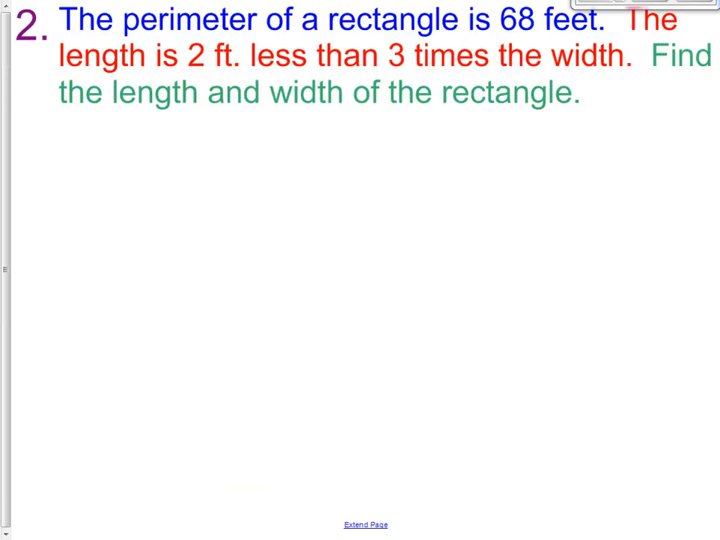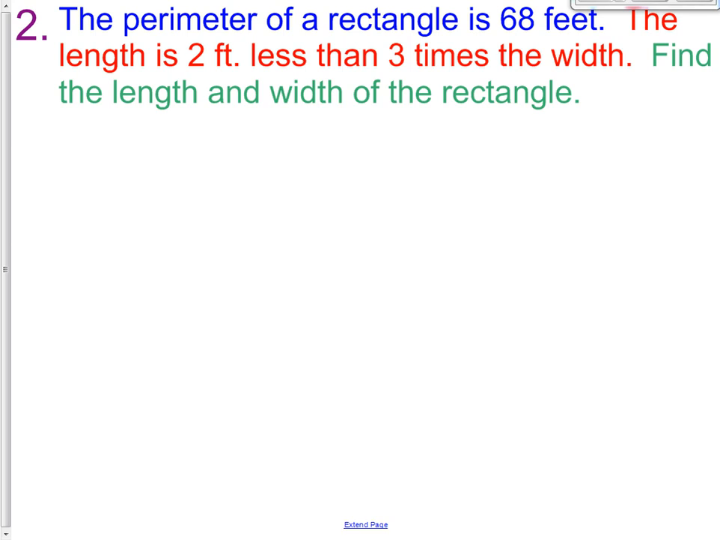So that's one of those questions where you have to practice changing the English sentence into a math sentence and then solving. Here's another one very similar to that. Why don't you guys pause the video and try this one on your own. The perimeter of a rectangle is 68 feet. The length is 2 feet less than 3 times the width. Find the length and the width of the rectangle.